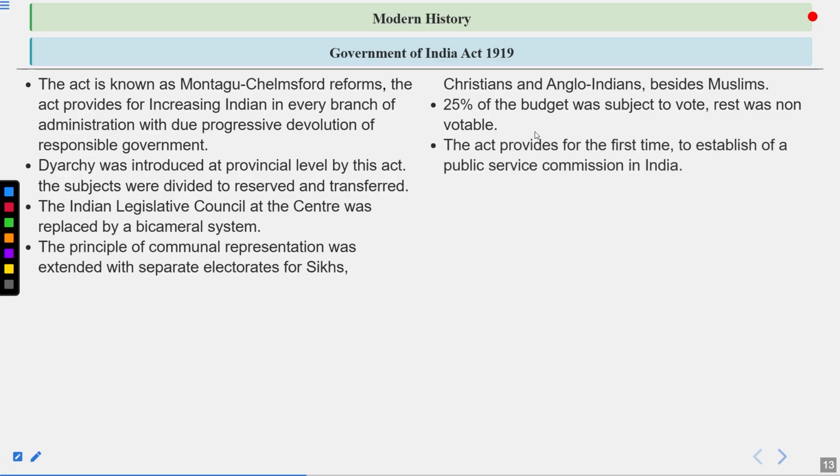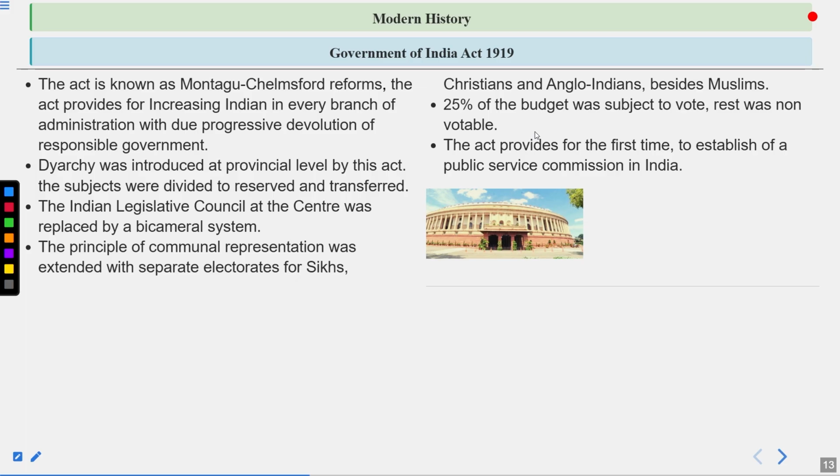The act provides for the first time to establish a Public Service Commission in India. And I would like to add one point here: this act came in 1919, and its provisions were passed completely in 1921. After that the Lee Commission was created, and on the basis of the recommendation of the Lee Commission, the Public Service Commission was created in our country, which was responsible for taking the exams in the Indian subcontinent only.